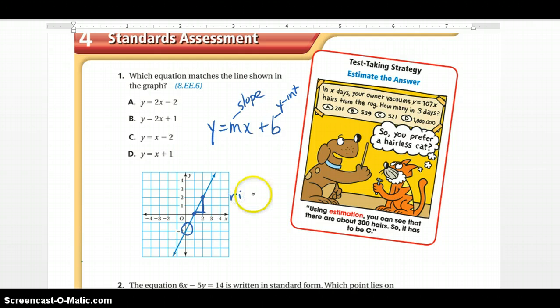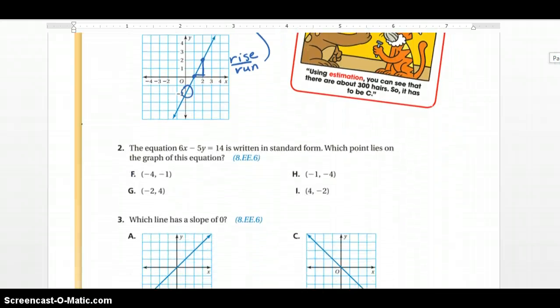I will think about rise over run to find my slope. So I did it with my b, which was my y-intercept, and now with my slope. And you should be able to figure out your answer to number 1.